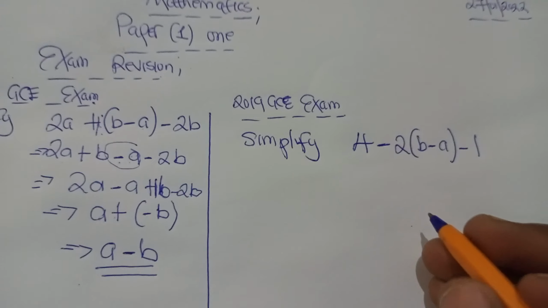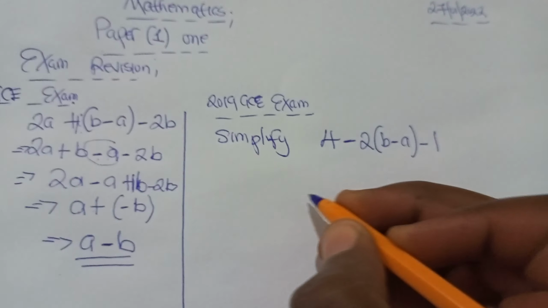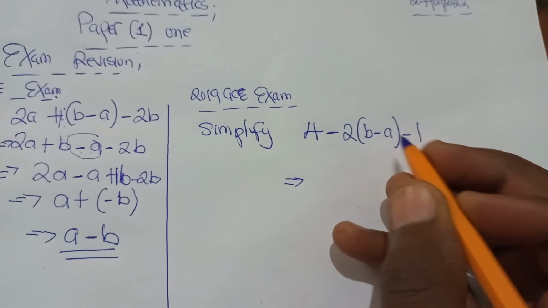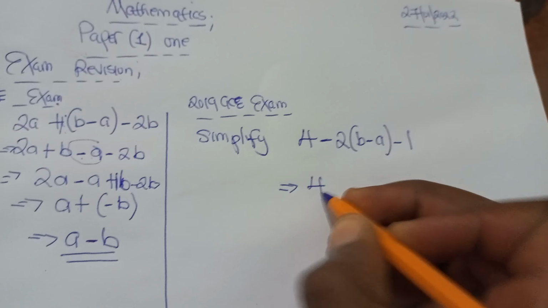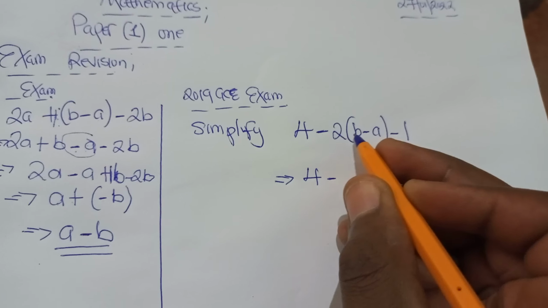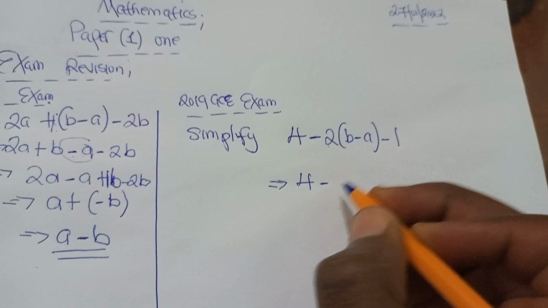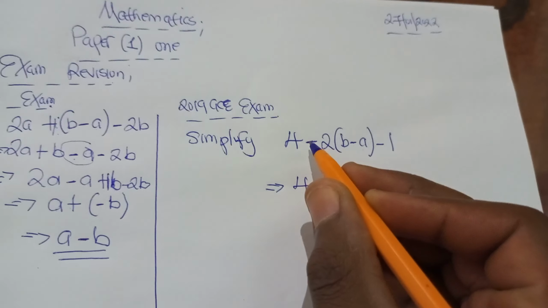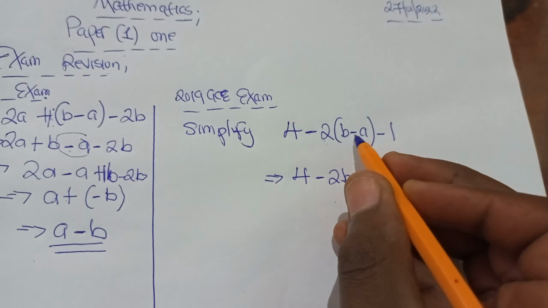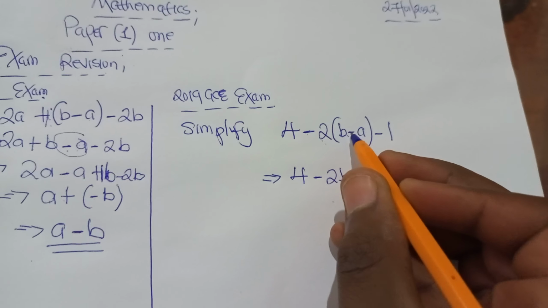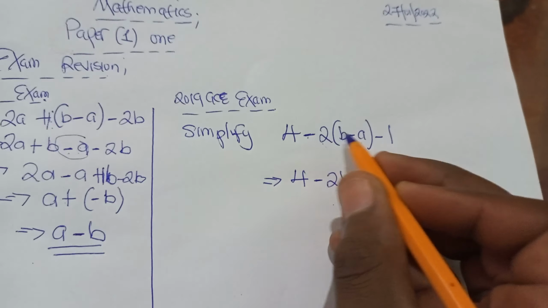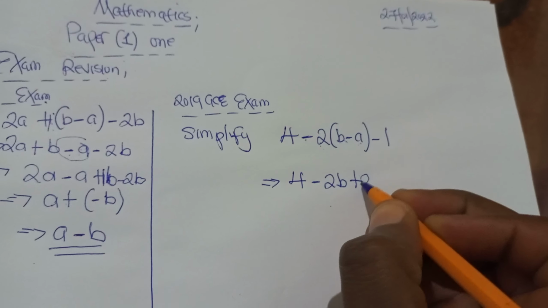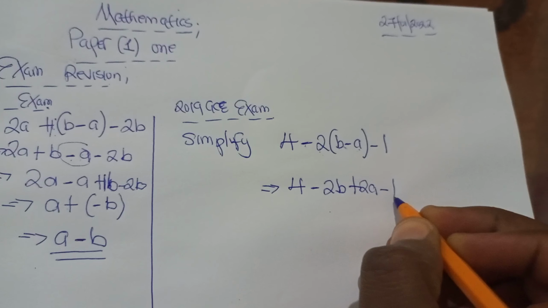Then we have the 2019 GCE exam, which says 4 minus 2, open brackets, b minus a minus 1. So I'm going to say 4 minus, but this 2 should multiply b. The same 2 should multiply a. So I'm going to say 2 multiplied by b, I'm going to say 2b. But don't forget, this negative should multiply the negative inside the brackets in order to get one sign. So negative times negative is going to give a positive. Then 2 times a is going to give 2a minus 1.